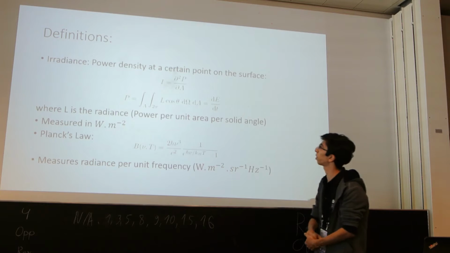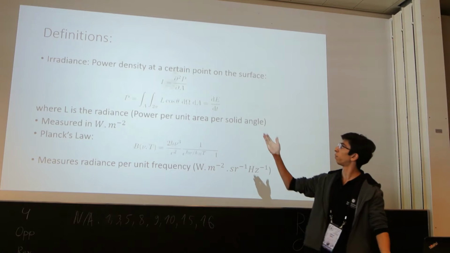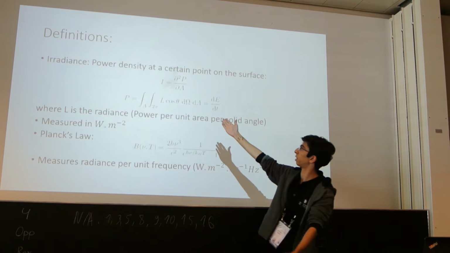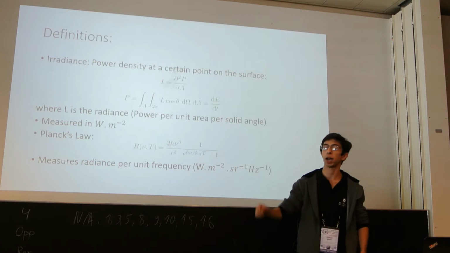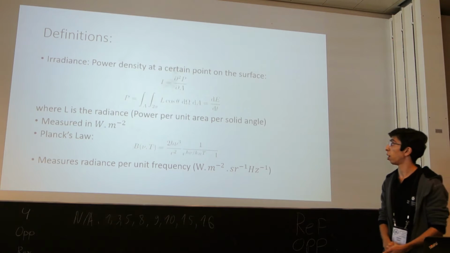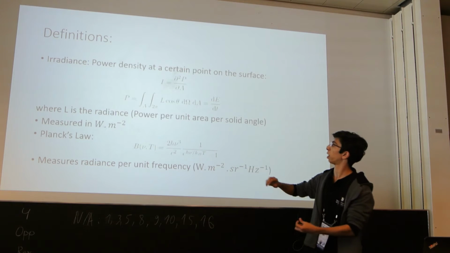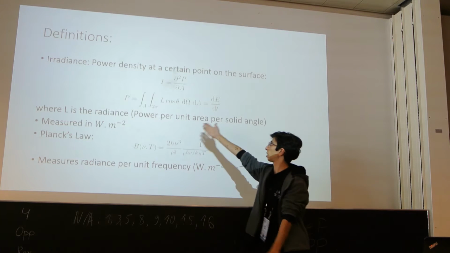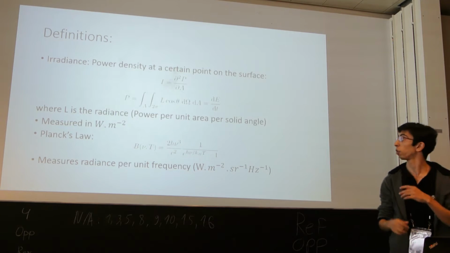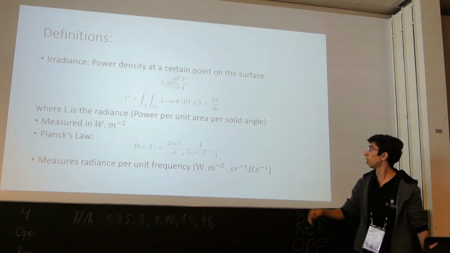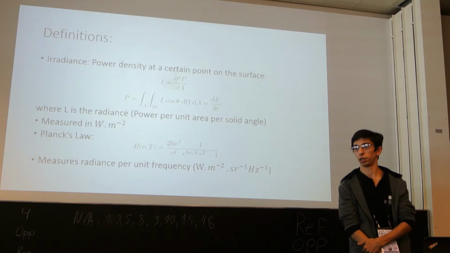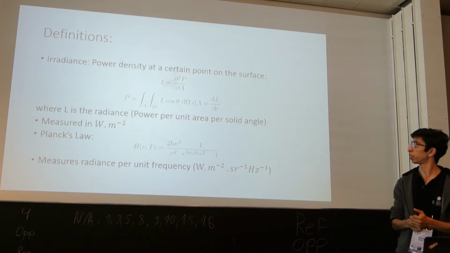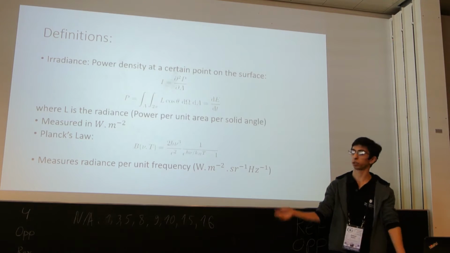To begin with, we've got some definitions here. Irradiance is defined as the power density at a certain point on the surface of some solar cell. So in that case, it is defined as the rate of change of the power flow with respect to area. The power itself can be written in terms of the luminescence, L, as this integral expression, an integral over the solid angle as well as the area, which is also equal to the rate of change of the incident energy with respect to time. L here is essentially the radiance, which is a measure of power per unit area per solid angle.